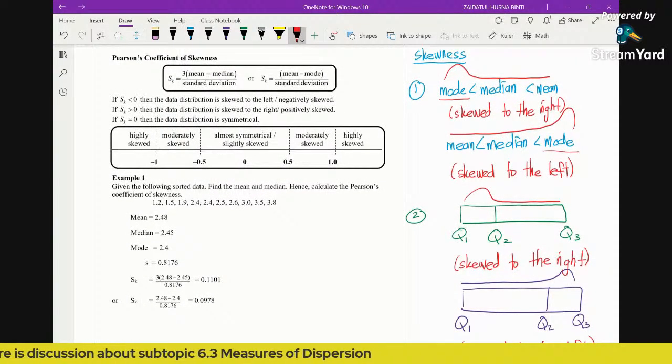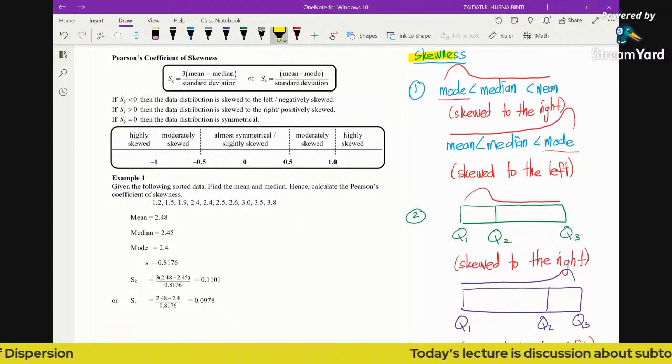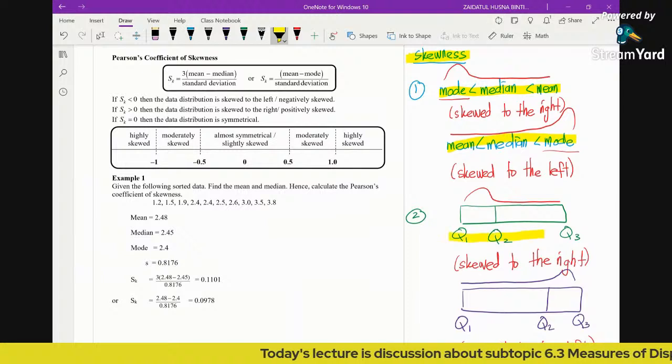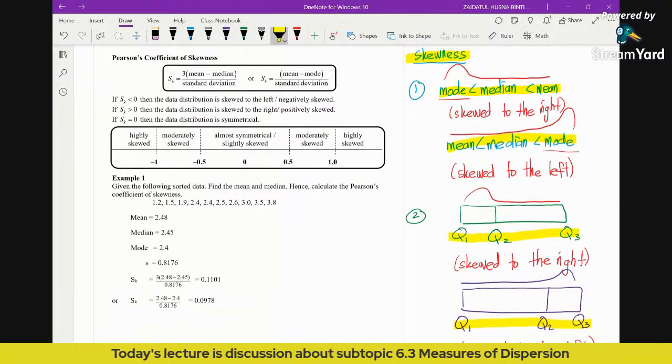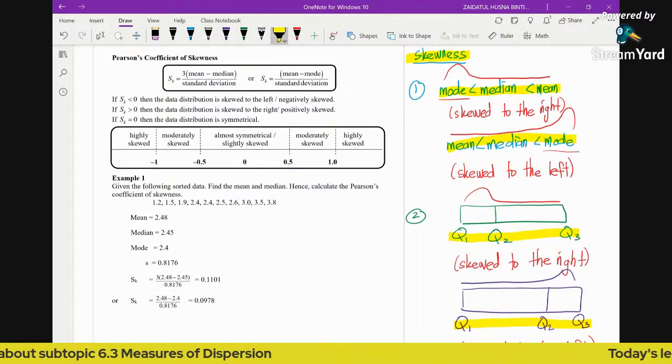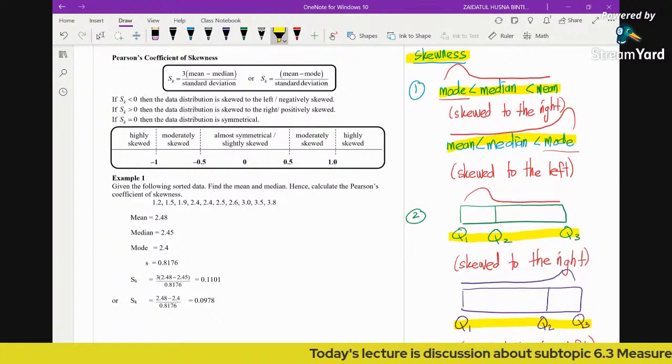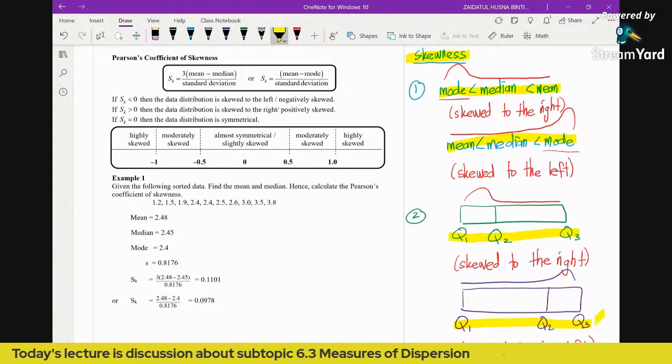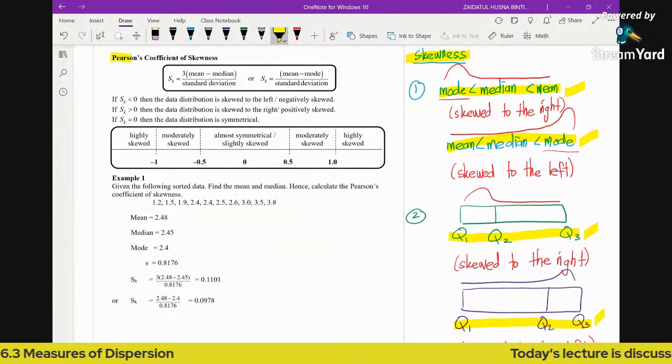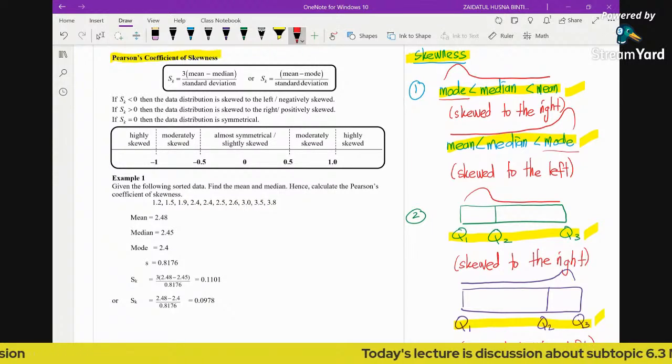So far we have got two methods on how to find the skewness of data. First, by using the mode, median, mean values, and second, by using the quartile values. But the downside of this is we do not know the degree of the skewness. We do not know how skewed it is, whether it's highly, moderately, or slightly skewed, because we cannot tell exactly from these measures. That is why we have a third method to find the skewness.